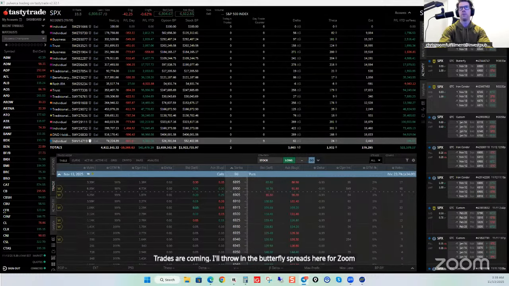Okay, we'll see if that gets filled. So the deltas I'm looking for, put side, are now trading for like a 12 to 13 delta. I still like the trade.